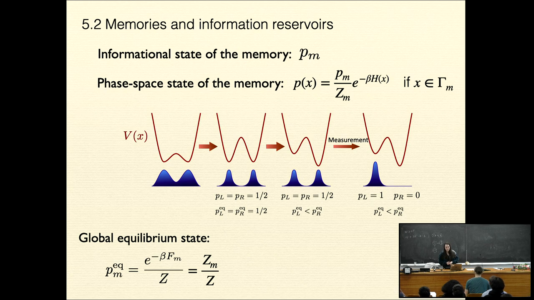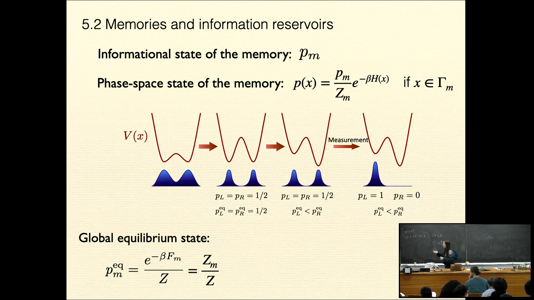Sorry, I didn't understand. Within one informational state, is it assumed to be in equilibrium locally? So the informational state is not a global equilibrium. So it's not a global equilibrium, but it's only a local equilibrium.